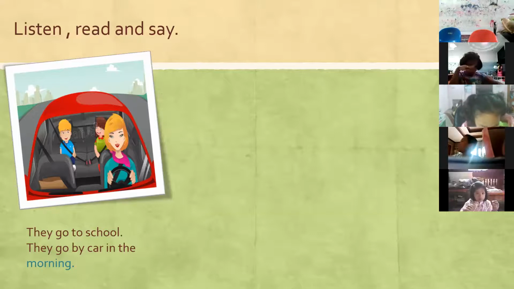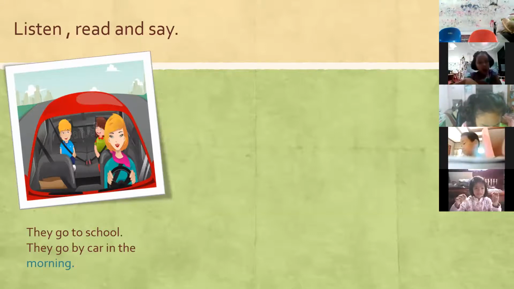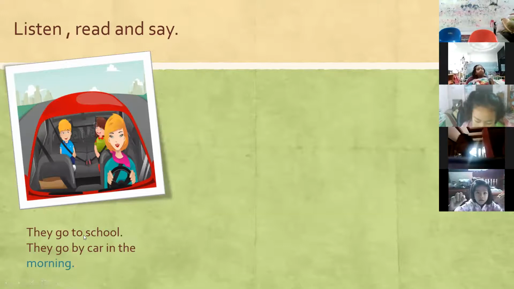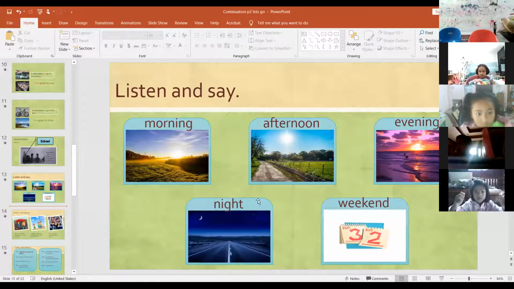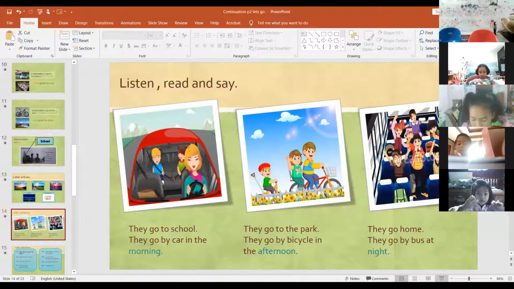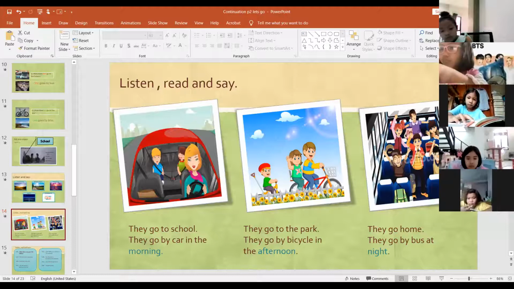So today we include this one. Morning. Last time, morning. He goes by car, right? So today we include this one. We have morning, afternoon, evening, night, and weekends, right? So, wait a minute. Next we have this one. We have the next.